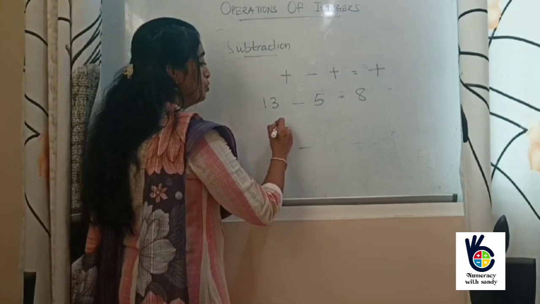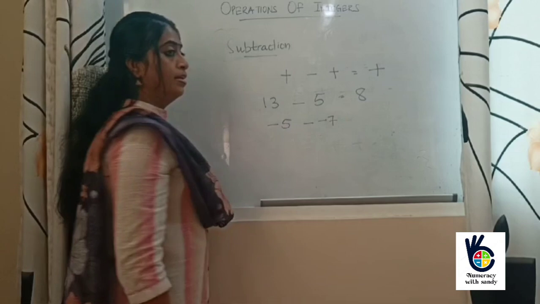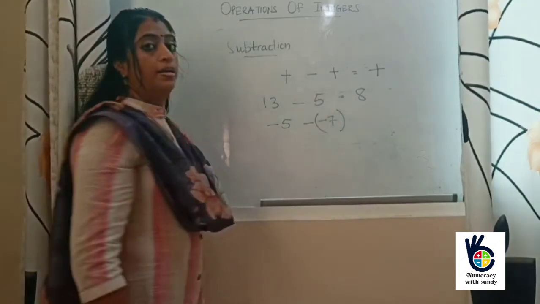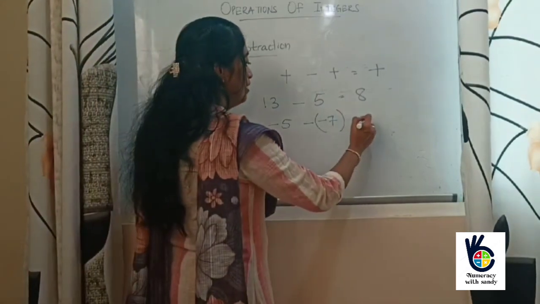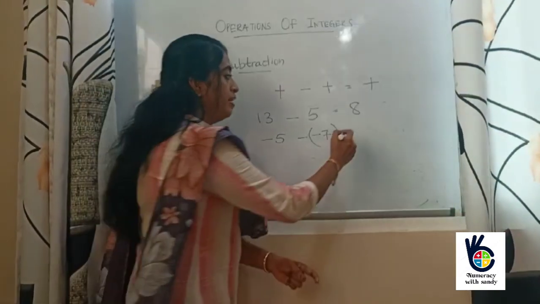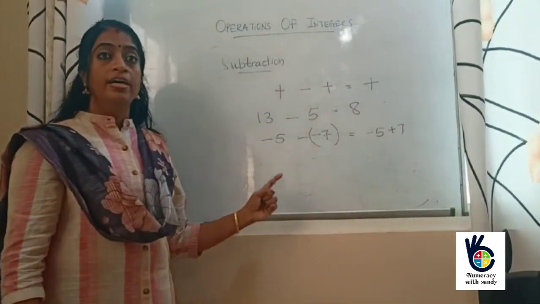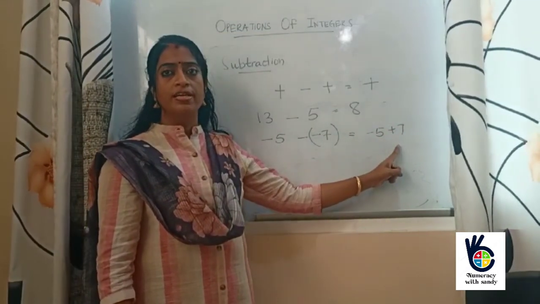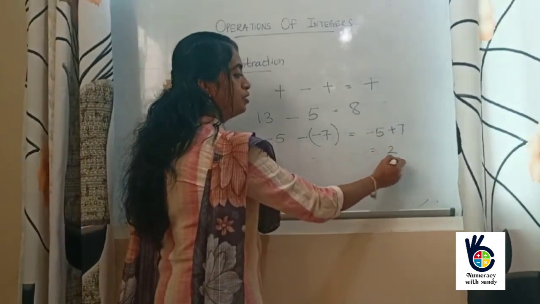Okay, let us see two negative integers. Minus 5 minus 7. Here two minus signs, you can see, so it is better to keep a bracket. When two minus signs are written together, it's better to keep a bracket. So here minus 5 and minus 7. Then the second number changes to plus. That means minus 5 plus 7, which is the same as 7 minus 5. So when we check 7 minus 5, the result is 2.